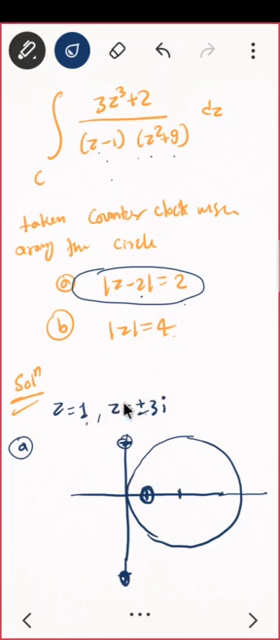I'll just quickly go through the first one. In the first one, this was the region, mod of z minus 2 equal to 2. So this has center 2 and radius 2. So I have drawn this. Now what are the singularities? The singularities are 1 and plus minus 3i. So 1 is here, 3i is here, and minus 3i is here. I see that in the region given, I am getting only one singularity. So the other two are not a problem for me.